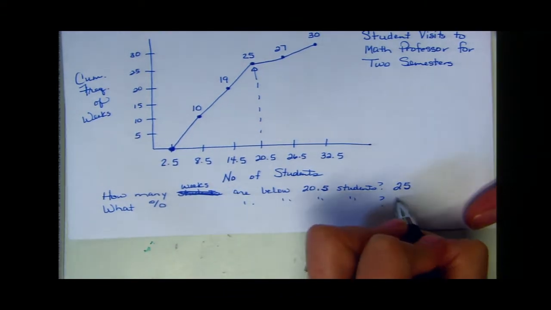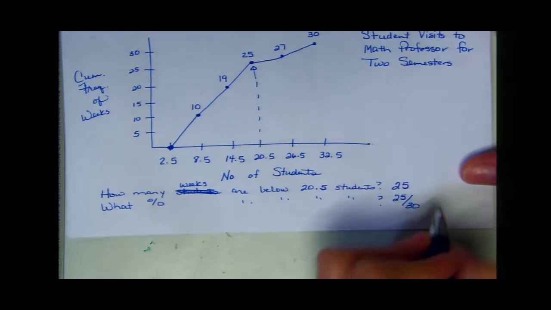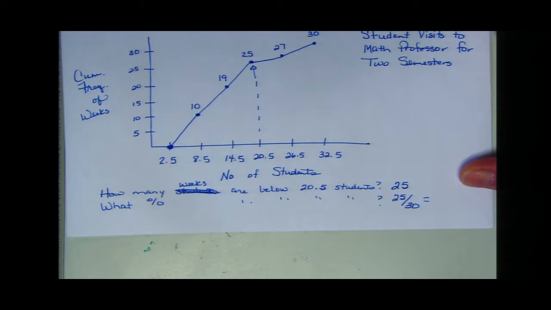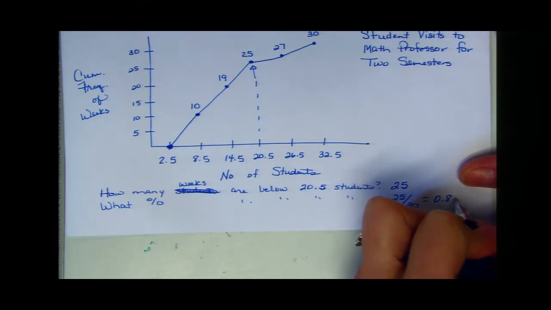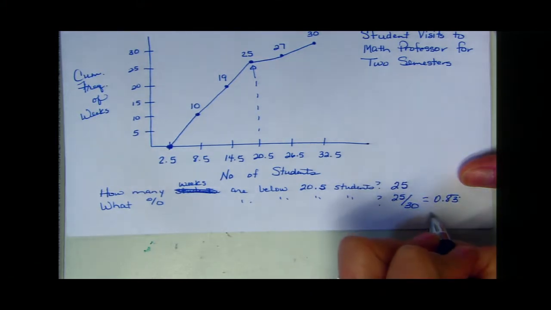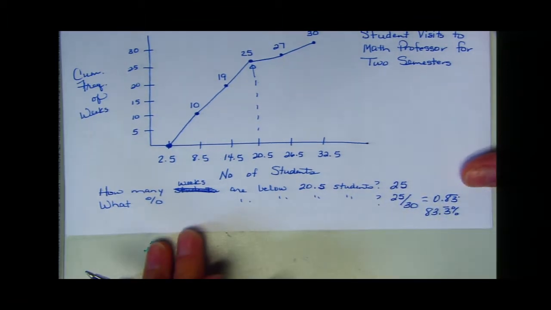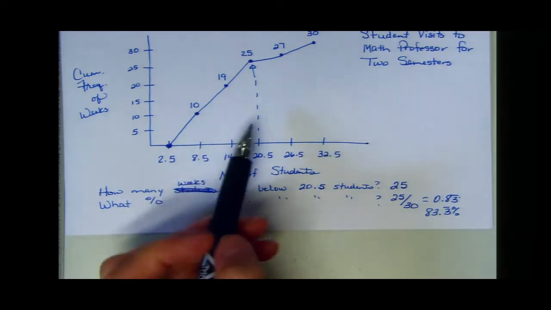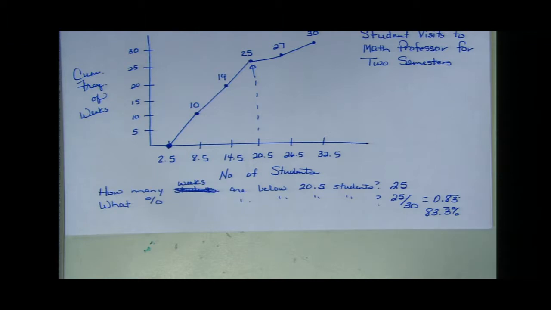So all you would do is take the 25 and divide it by the total, which is your 30. So we take 25 divided by 30, we get 0.83 repeating. Is that right? Yeah. So it's 83.3%. And that's the purpose of an ogive, so they can see how many are below a particular number.